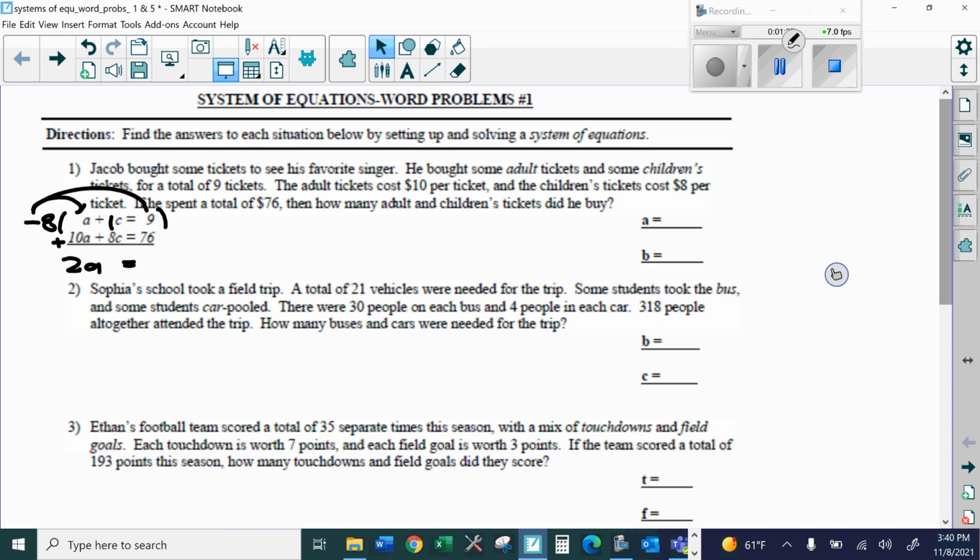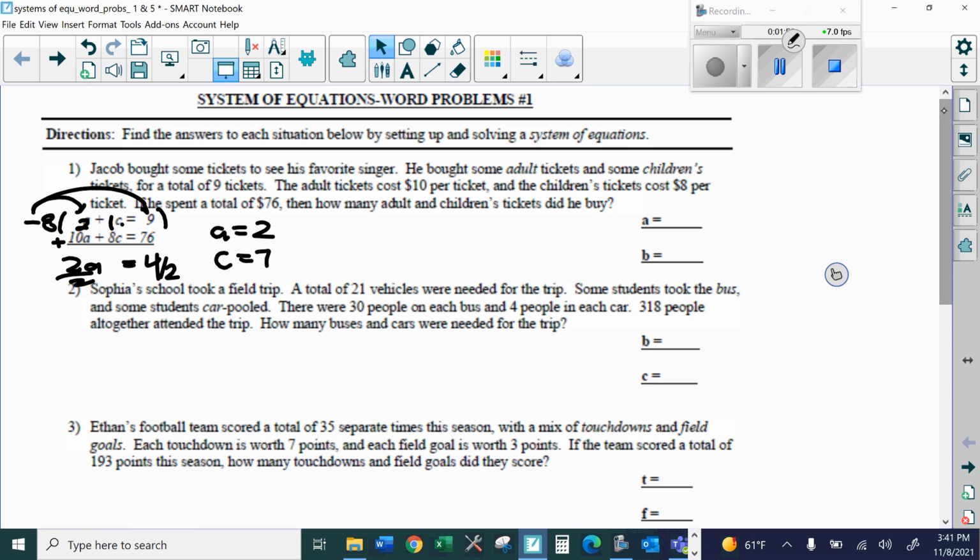Then we have negative 8A plus 10A is 2A. And negative 8 times 9 is negative 72. 76 minus 72 is 4. So last step, divide by 2, and you get A equals 2. So 2 adult tickets. Then it's easy to figure out the number of children's tickets because we can plug in a 2 right there. 2 plus what equals 9? 7 children's tickets.